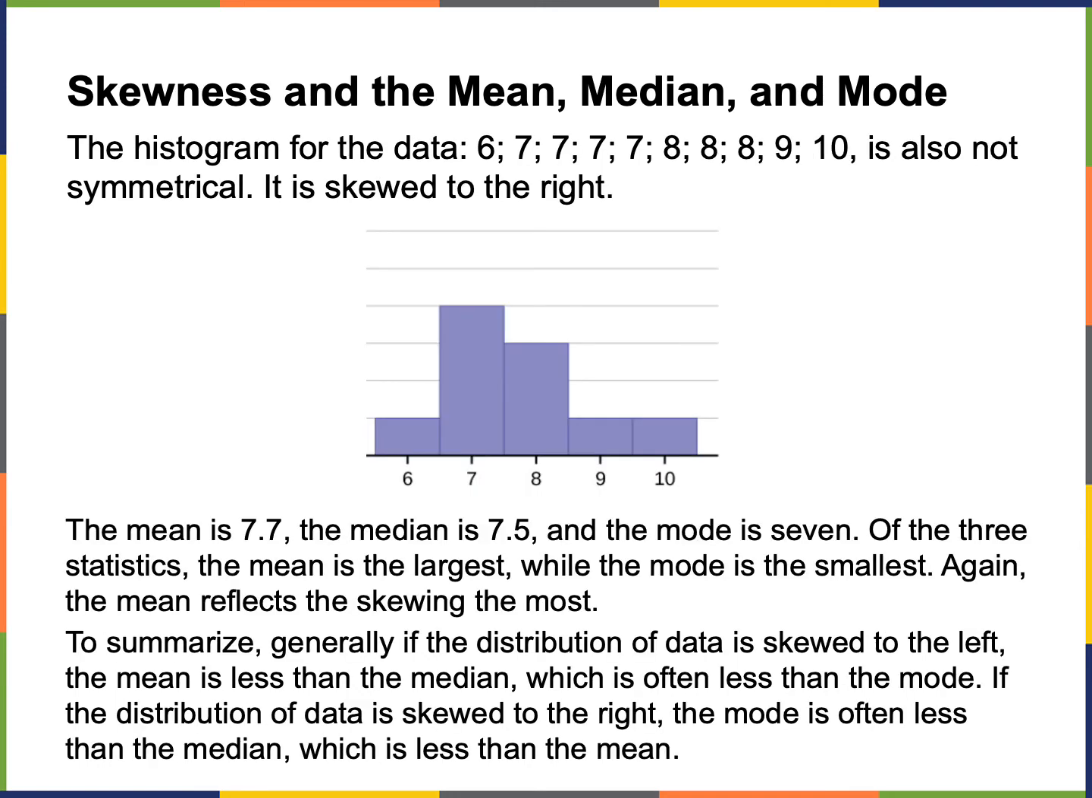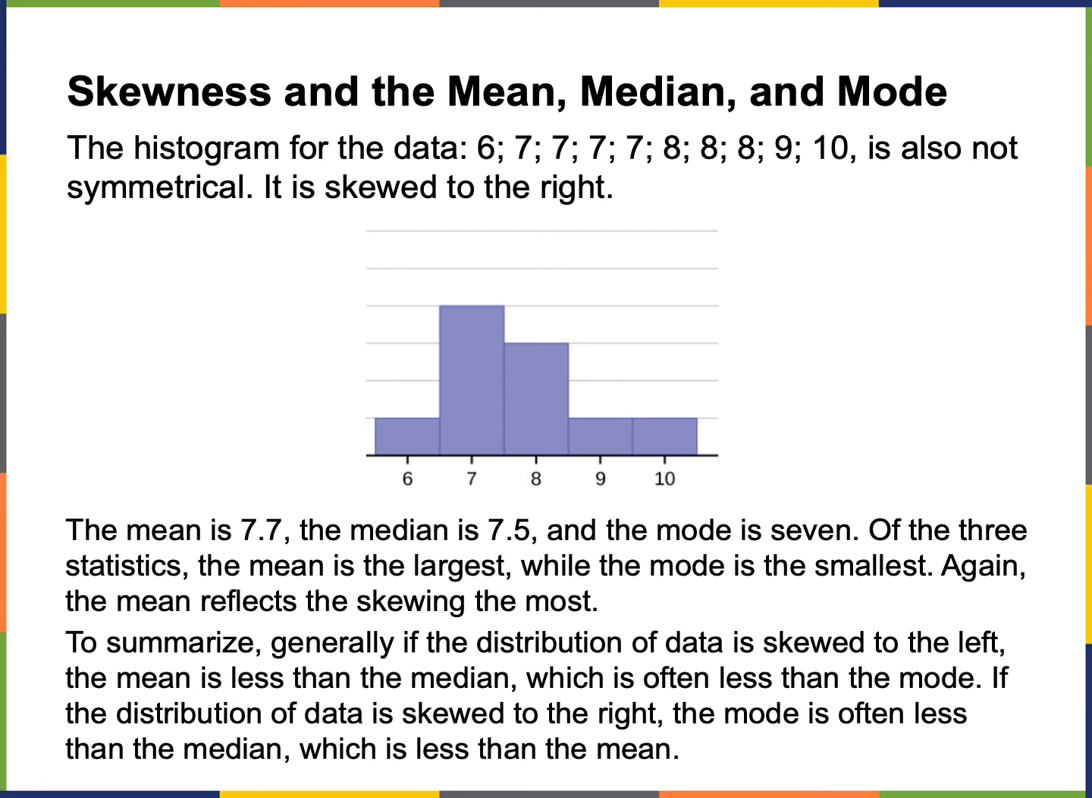What about the other way? Let's consider this set of data. You have a histogram here where there's 4 7s, and now it has a little bit of a tail to the right. It's not symmetrical. So we would say this is skewed to the right. Now in this case, and you can check this for yourself, the mean is 7.7 and the median is 7.5, and the mode is 7.